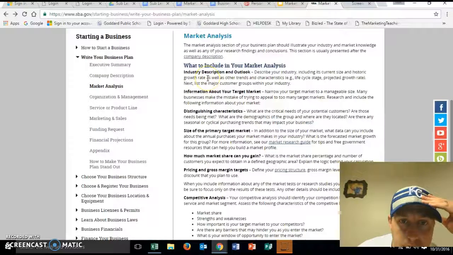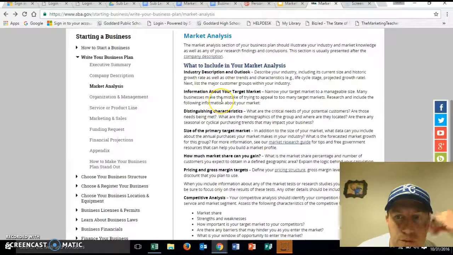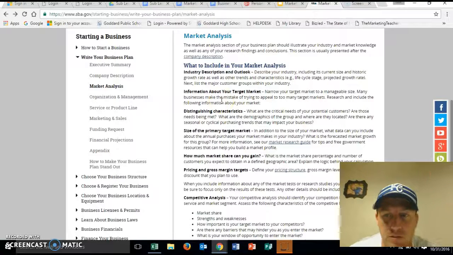We started talking about industry description and outlook. We moved into information about your target market and really narrowing it down, trying to get really specific. I used the example of who would go through Goddard to get Addie's product, her coffee and donuts. And now you need to think about that same thing for yourselves.